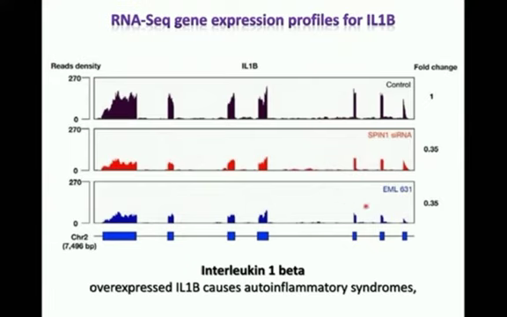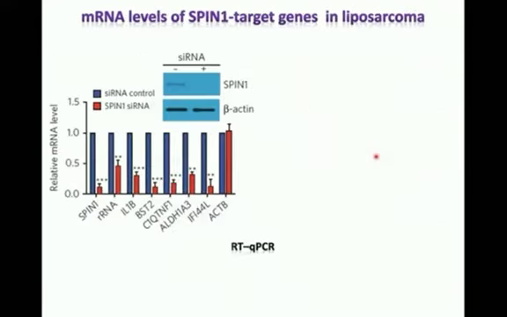And as well, the introduction or the treatment of EML631 will do the same job. So here, it's a direct relationship between SPIN1 and interleukin-1 beta. That means that SPIN1 is involved in the regulation of interleukin-1 beta. Again, let's see some other genes.